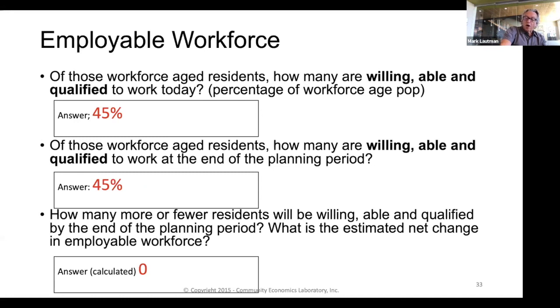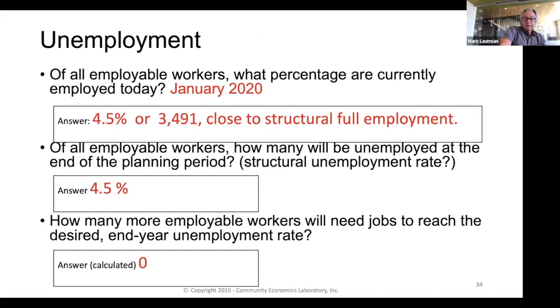What percentage of all the people that are working age are actually in the workforce, are willing, able, and qualified to work? 45%. So less than half of your workforce age population is in the workforce, needs a job. That's what this means. They also estimated that wouldn't change in 5 years. That's also debatable, but they said unchanged.